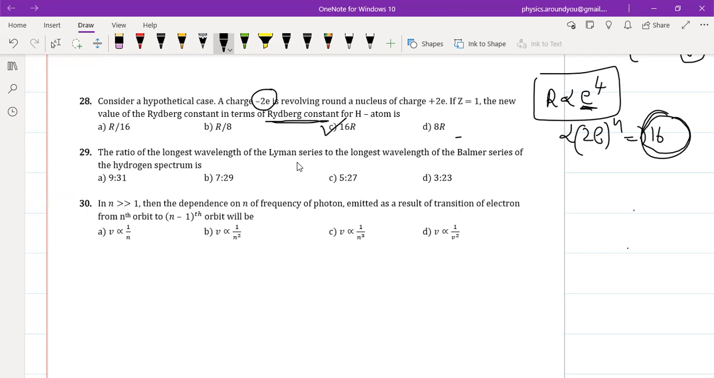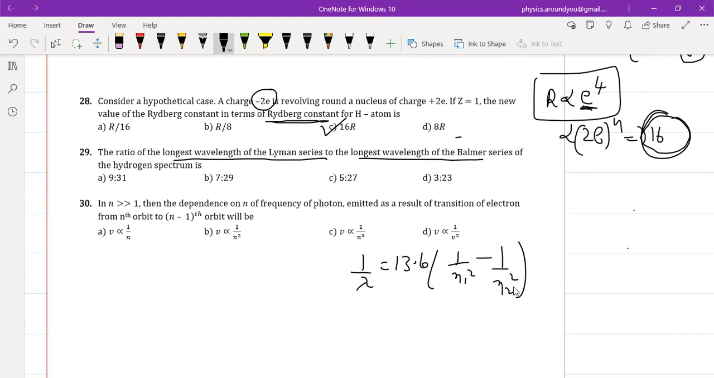Now 29th one. The ratio of the longest wavelength of Lyman to the longest wavelength of Balmer. We know that 1 by lambda is equal to 13.6 times 1 by n1 square minus 1 by n2 square.